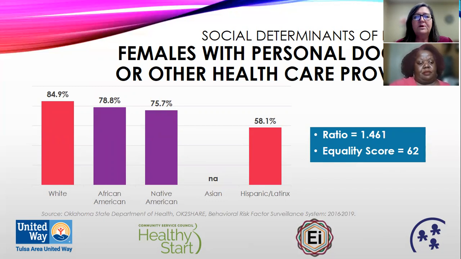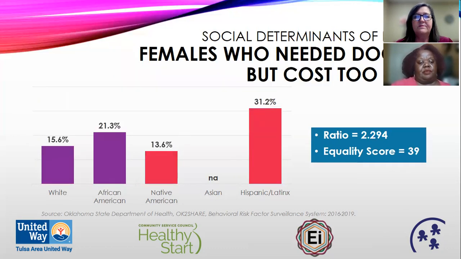So women with a personal doctor or other healthcare provider are more likely to receive consistent preventive healthcare than those who do not. Our research finds that Hispanic Latinx women in Oklahoma have the lowest rate of having a healthcare provider at 58%, while white women have the highest rate at 85%, an almost 50% higher rate, for a score of 62.